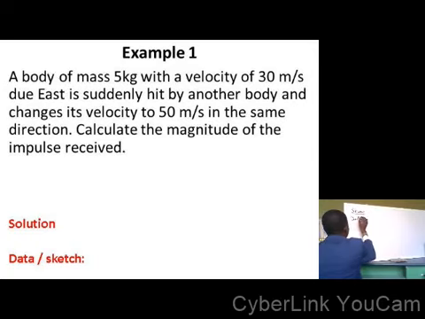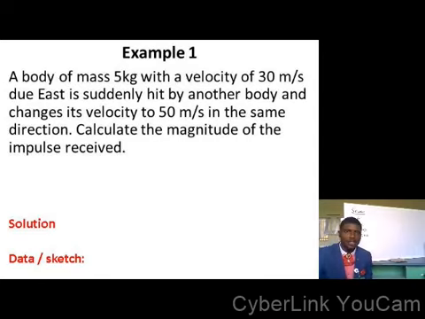Our data collection will have our mass. Mass is equal to 5 kg, and our initial velocity u is 30 meters per second. Our final velocity v is 50 meters per second. And then we're asked to find the impulse. We're asked to find the impulse received.